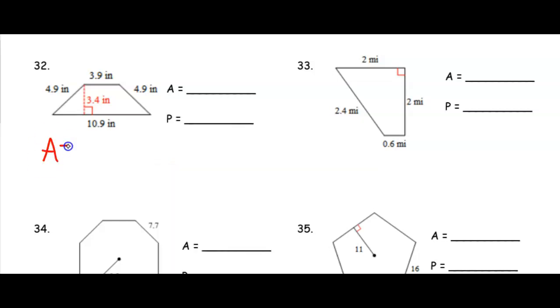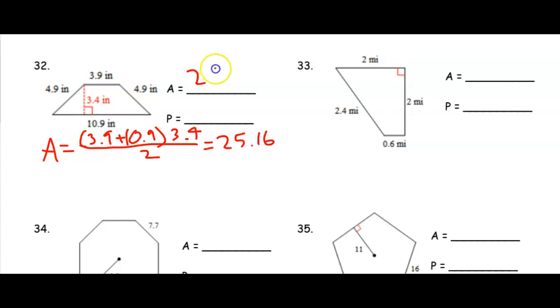Area equals base 1 plus base 2 times the height divided by 2. So multiplying, we get 25.16. And our units are going to be in inches squared.